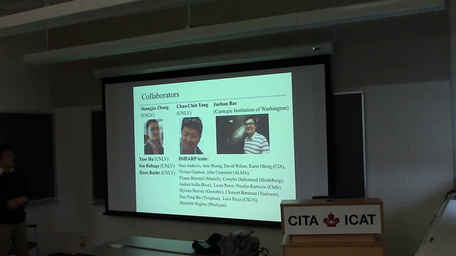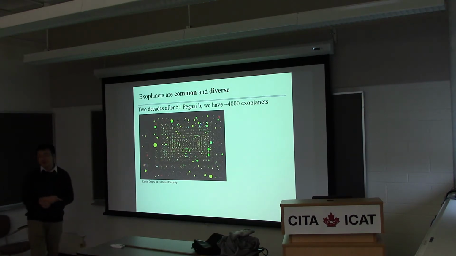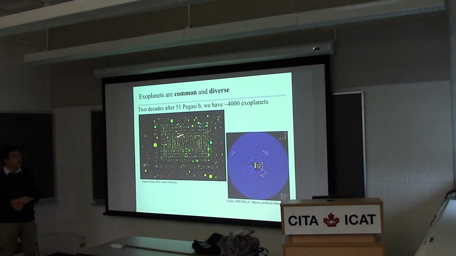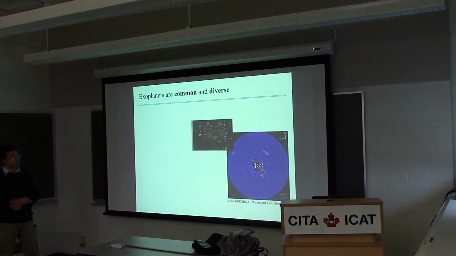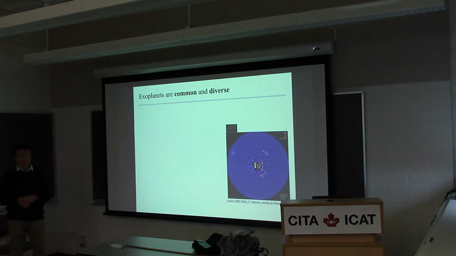So two decades after the discovery of 51 Pegasi b, we know planets are everywhere. We have 4,000 exoplanets. They are not only common, but also very diverse. These are the Kepler planets, and these are planets in the HR 8799 system. If we put them on the same scale, all the Kepler planets fit into the coronagraph of HR 8799.